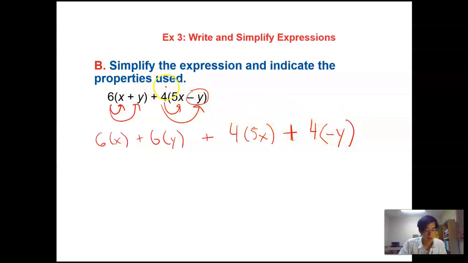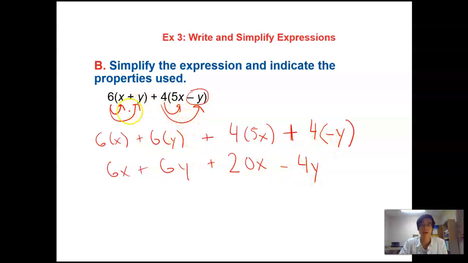Okay, and then once I do that, I'm going to simplify them up. So 6x plus 6y plus 4 times 5 is 20x. And then 4 times negative y is going to give you negative 4y. Okay, so I see some of them have common factors. 6x and 20x both are like terms because they have the same variable and also the same power, right? It has a power of 1. You just don't see it.